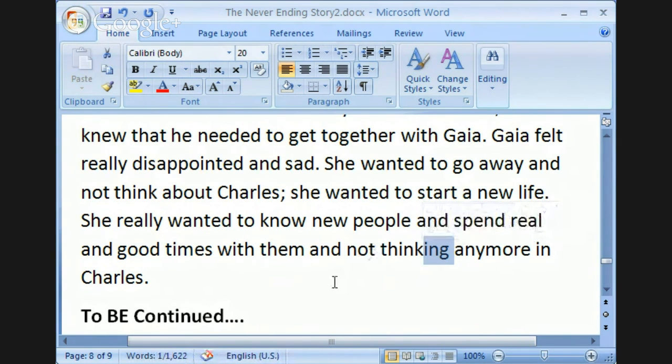and not thinking. I think we again need an infinitive, and not think anymore. Instead of in Charles, what would be better? You can't think in. I'm thinking in the cat. That makes no sense. What would be a better preposition? I'm not thinking anymore in him. Well, I'm thinking of Charles, or maybe about Charles. You need a different preposition. That's my point. I think of something. I think about something. I don't think in something. We just never use that preposition after think. Okay.